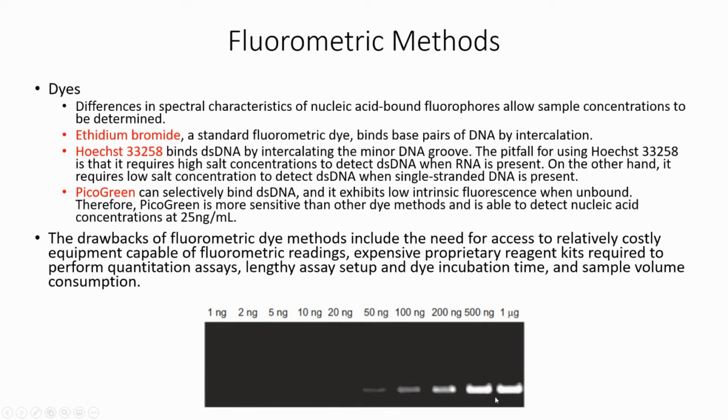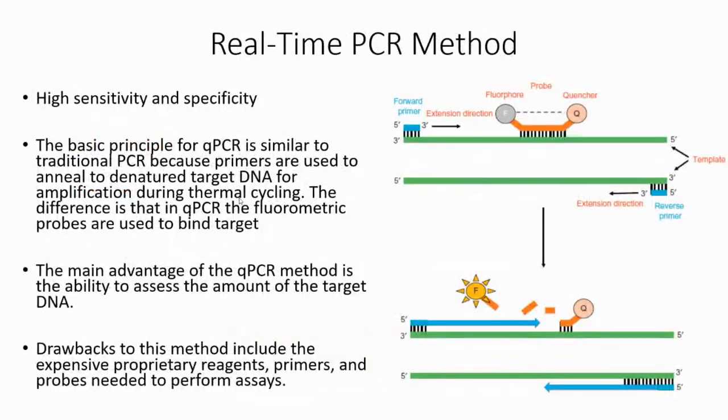As you can see here, the agarose gel electrophoresis. From this very weak signal, you start seeing the band from 50 nanograms to 1 microgram. So the more concentrated DNA you have, the more intensity you see. So that's the fluorometry method. And the real-time PCR, you can also use real-time PCR to evaluate the concentration.